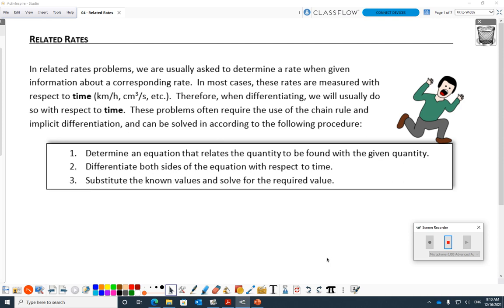Differentiate both sides of the equation with respect to time. Almost always in these ones, we're going to do time, but we'll see. Substitute the known values and solve for the required value. Isn't that step 3 of every word problem? And then sub in and get the answer. Okay. But before I get into it, I want to talk about Leibniz for a second.